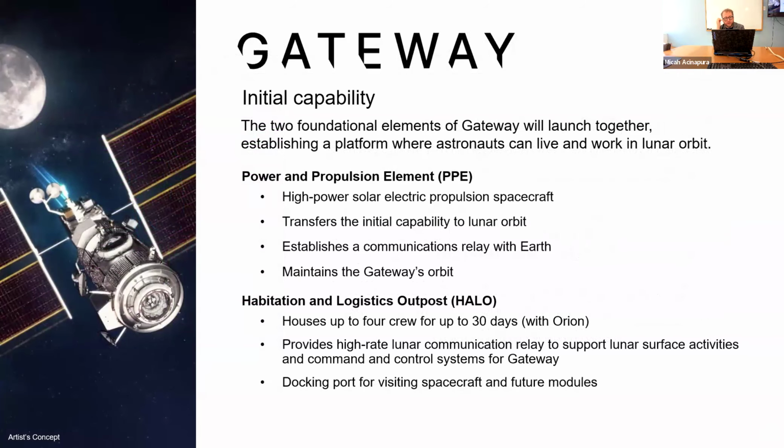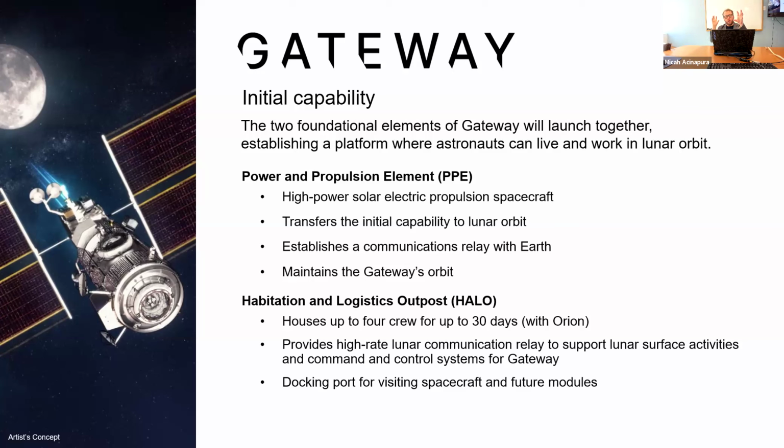So the Gateway is going to be this initial capability, simple, just the power and propulsion element, just your basics to survive. Eventually, there's also going to be the habitation and logistics outpost, the Halo. 4 people can live for up to 30 days within it with Orion. You can do all kinds of interesting science with people and different types of science without people. So it allows you to have that bimodal functionality. And it also gives us a docking port.